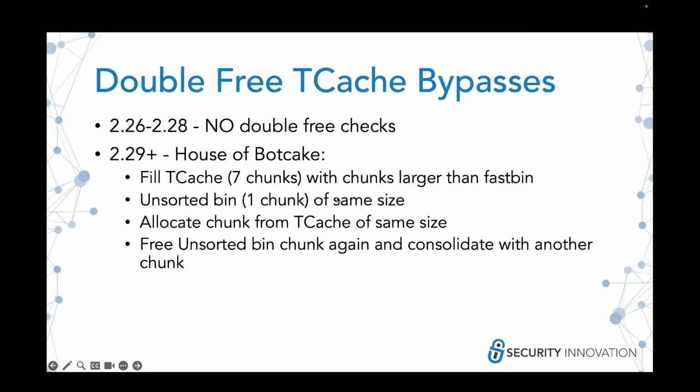There's also other mechanisms. There's the House of Botcake, which works by filling the T-cache with 7 chunks larger than the fast bin, putting one into the unsorted bin, the same size, allocating one of the chunks of the T-cache, and then when you free the unsorted big chunk again, the 2 chunks consolidate together. Now you have one reference within the T-cache, and another one from the backfilling process in the T-cache as well that doesn't check. So there are ways to get around these double free protections by abusing the allocator, but it's not the easiest thing to do.